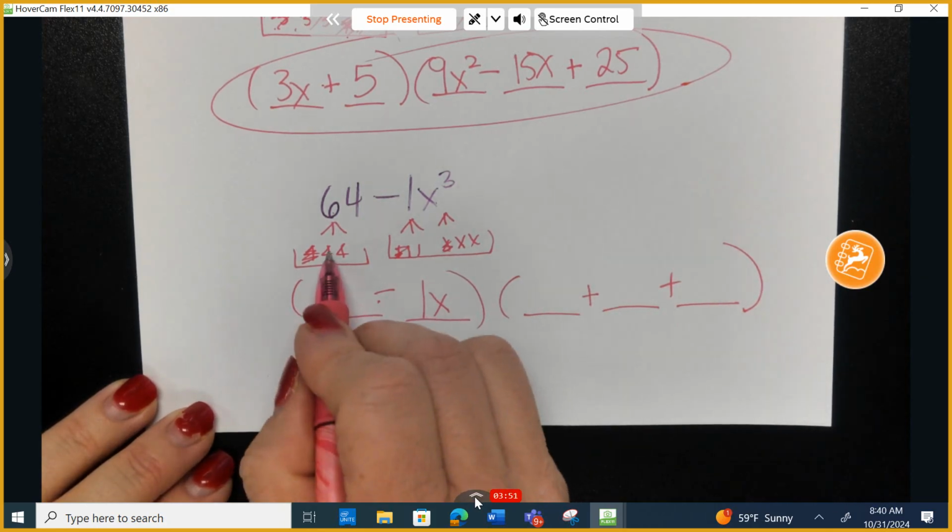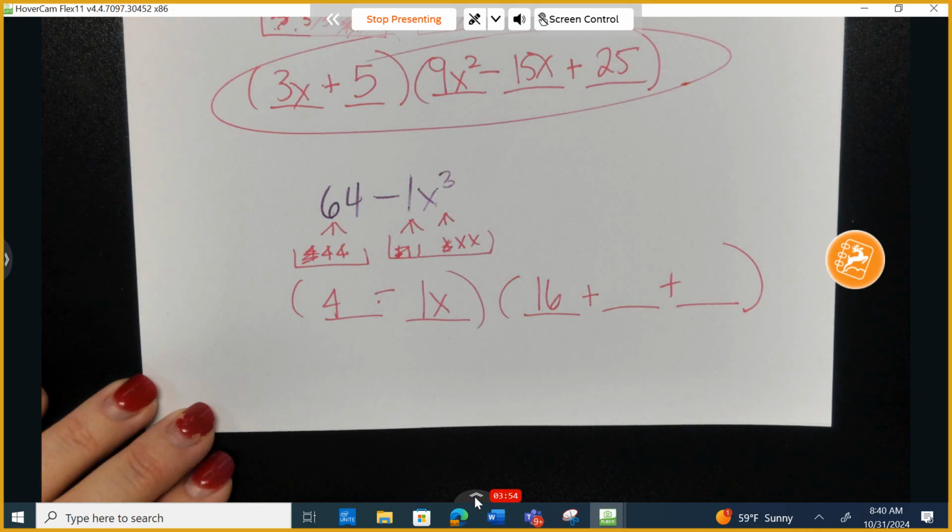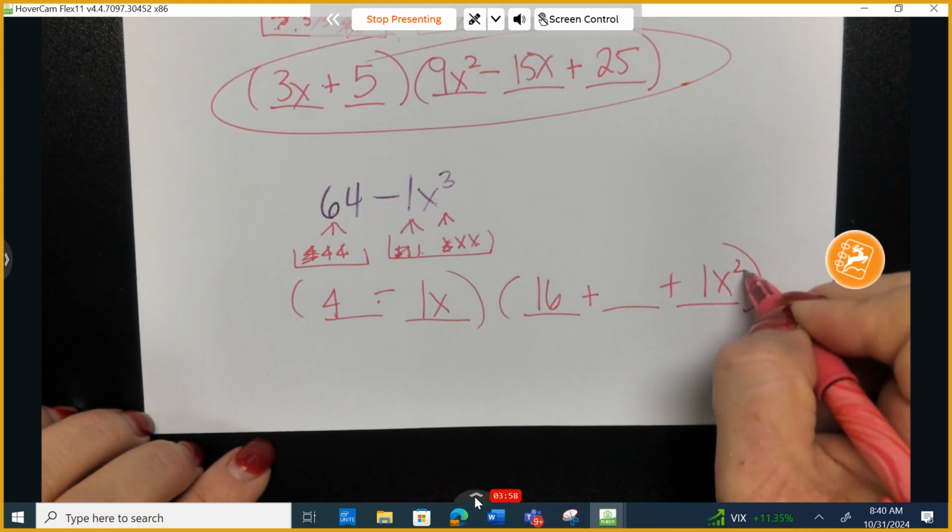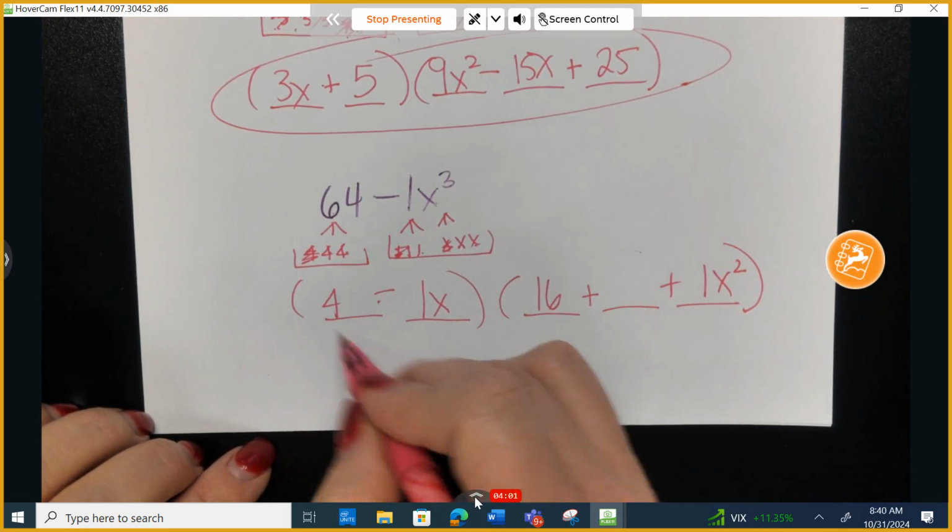4 times 4 is 16, not 8. We're not adding, we're multiplying. 1 times 1 is 1, and x times x is x squared. In this position, we're going to multiply these 2 and not worry about the symbol.